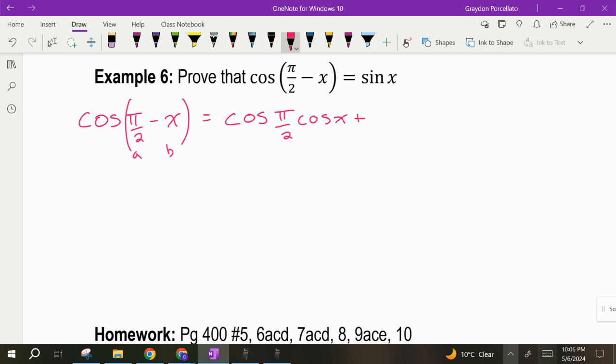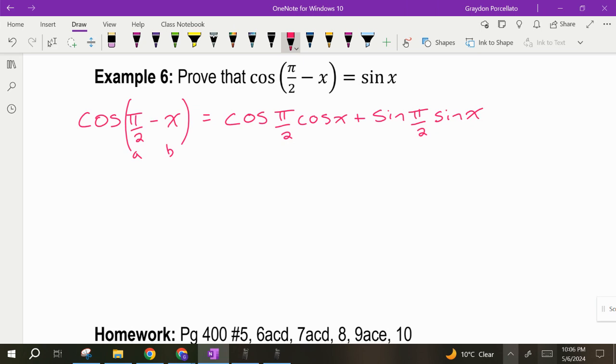plus, as you can see, it's 10:06 p.m. and my brain is fading a little bit. So we're going to go sine of pi over 2 and cos of, yeah, there we go. And as I say it happens even more. Keep focused. Sine of x.